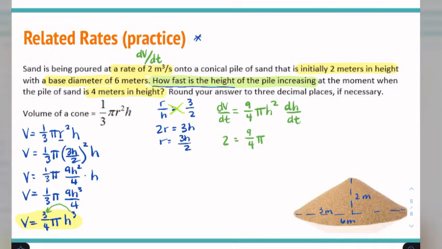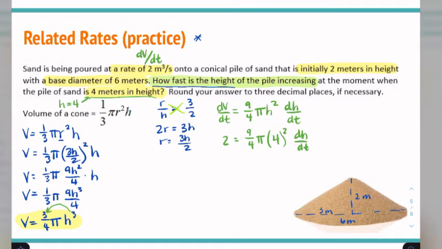Now I know my initial height was 2, but the specific point that I'm looking for, my height is going to be 4. That other height was just given to you so that you could find your ratio, but the specific point where we want the rate of change, the height's going to be 4.